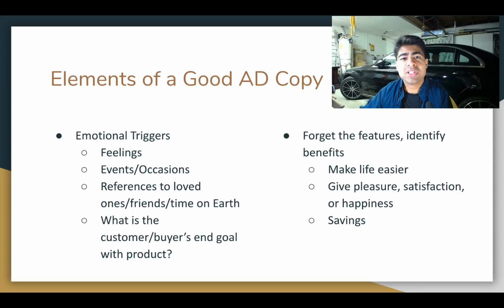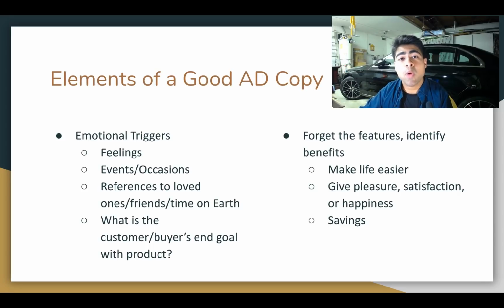But all of these things are useless unless you ask yourself one important question, and that is, what is the customer or the buyer's end goal with the product? What do they want to achieve in the end? Are they going to buy the product to give happiness to one of their family members or friends or loved one? Or are they going to buy the product to bring a positive change in their own life and make their life easier? So this is one key question you have to ask, which can literally guide you through the emotional triggers process and help you implement the correct triggers.